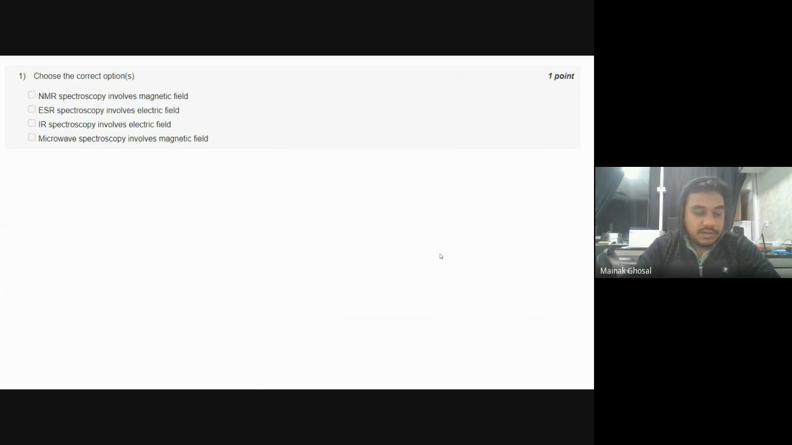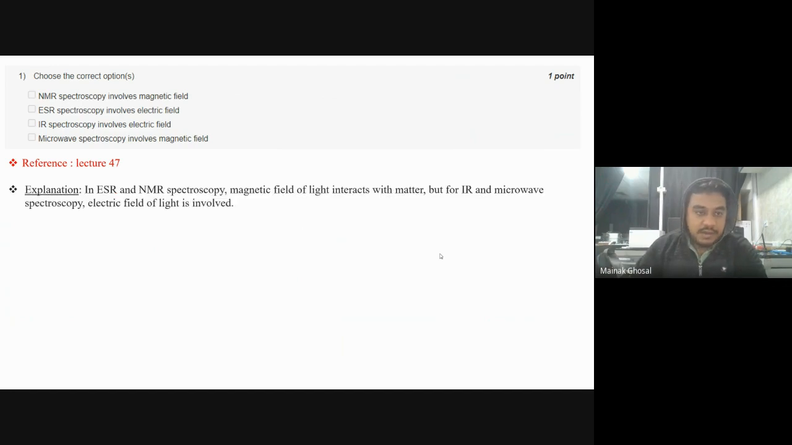Since no one is here, I am just telling the answer. You can find this in lecture number 47: in ESR and NMR spectroscopy, the magnetic field of light interacts with the matter. But for IR and microwave, it was shown that the electric field of light is mainly involved. So in one case there is the magnetic field of light, and in the other case it is the electric field.